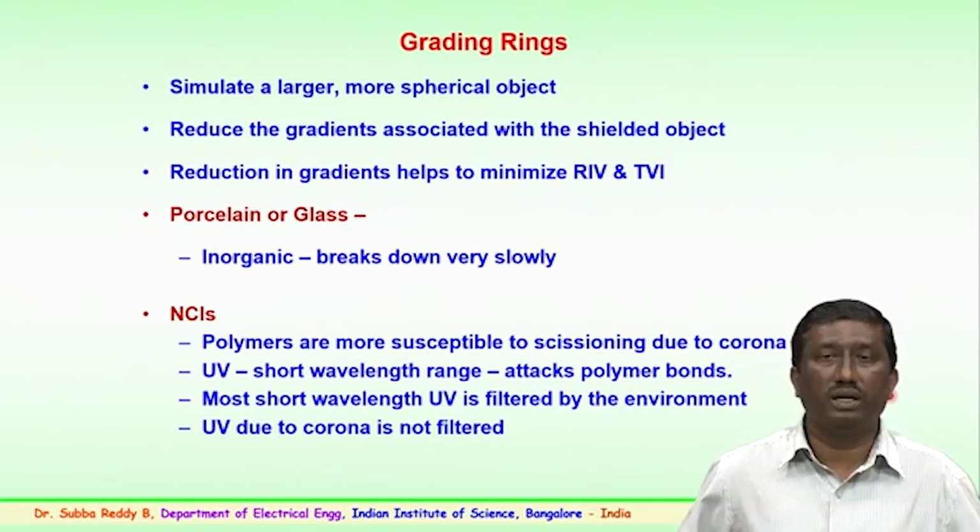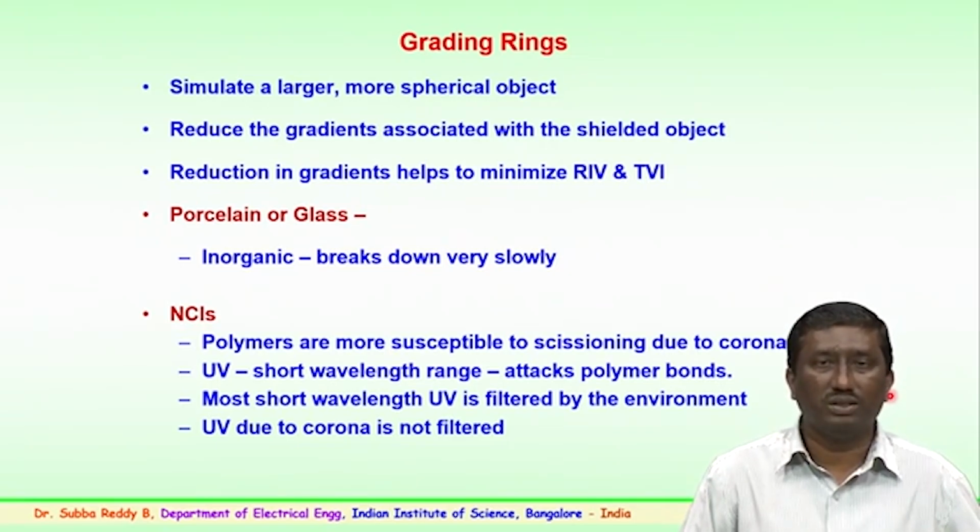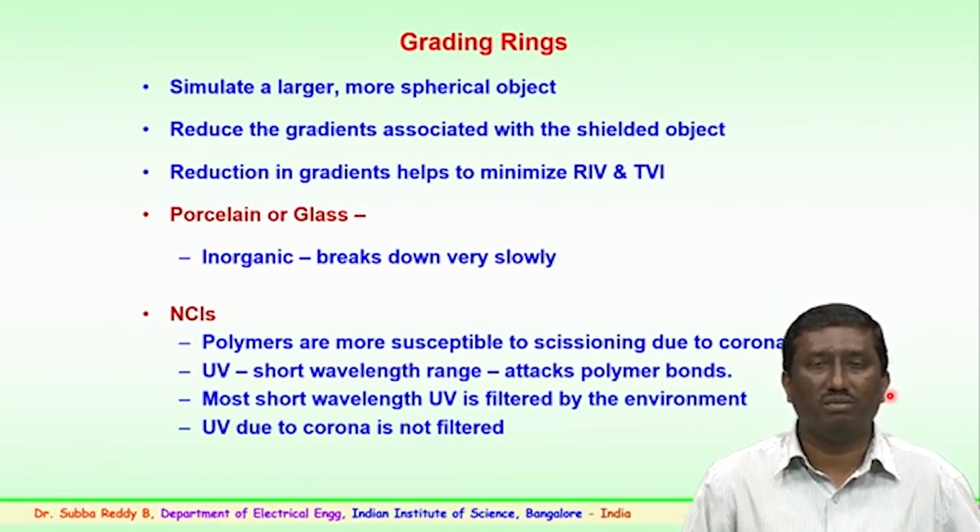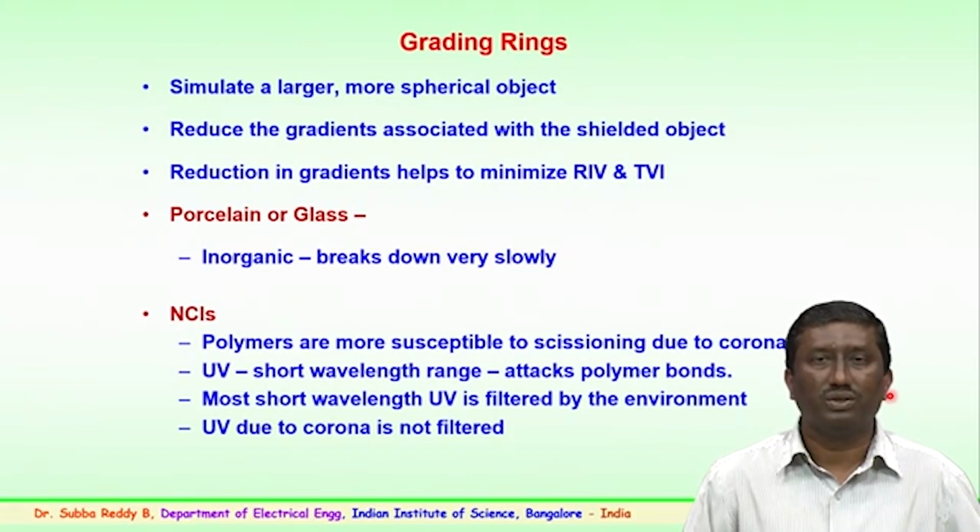Next, the grading rings, as I was mentioning. Corona control rings, grading rings, and arcing horns are all similar names for the same hardware, which is used for proper grading, that is, the voltage distribution along various insulator strings. So these grading rings and corona control rings are very important. They simulate a larger or more spherical object.